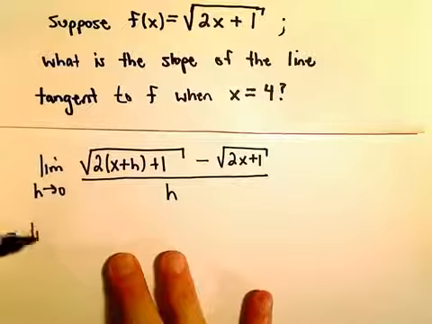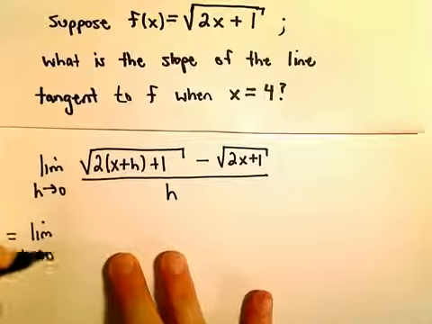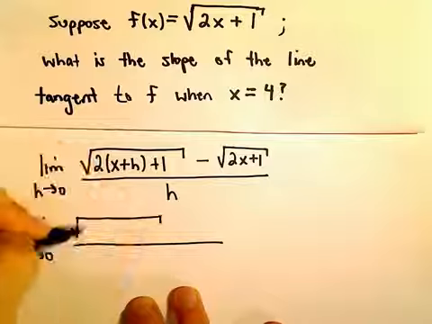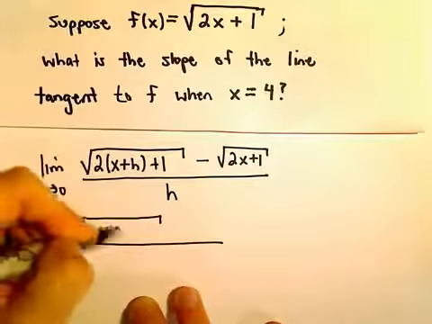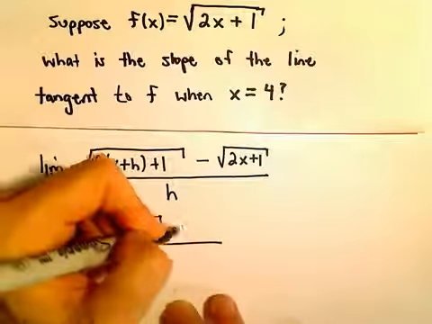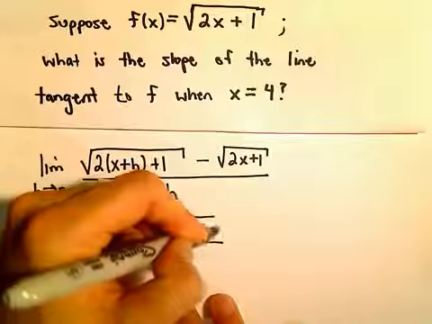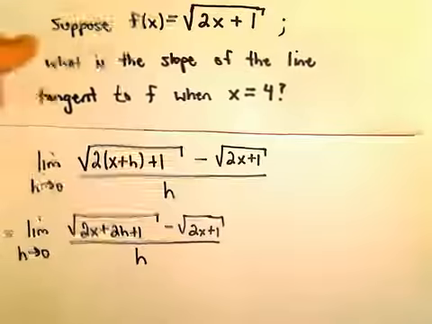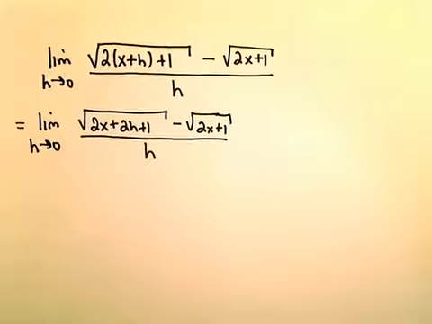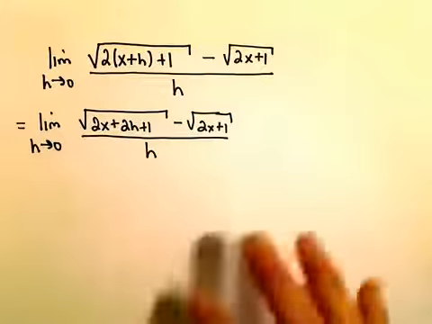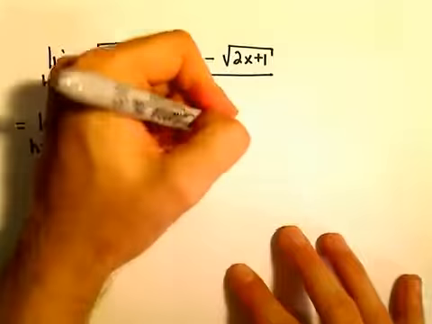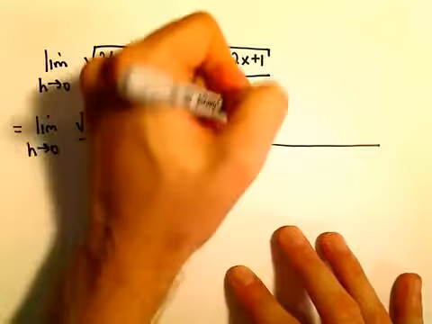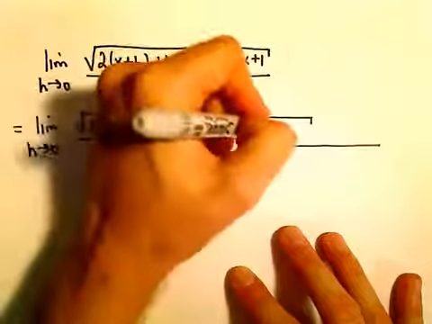What we're going to do next is just simplify. I'm going to go ahead and distribute underneath the radical. So we would get the square root of 2x plus 2h plus 1 minus the square root of 2x plus 1, all over h. I think we've seen some limit problems like this where we have radicals. A lot of times the trick is going to be to multiply by the conjugate, and that's exactly what we're going to do here. So we leave everything underneath the square roots just like it was.